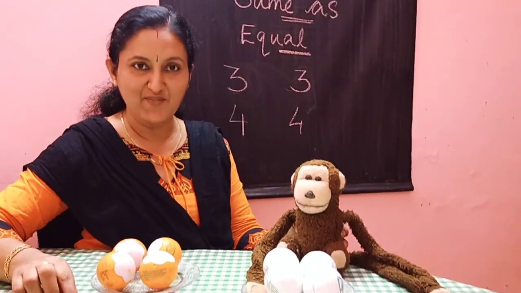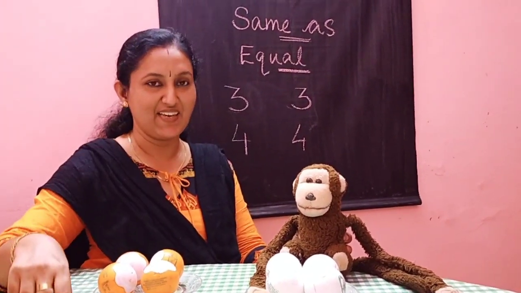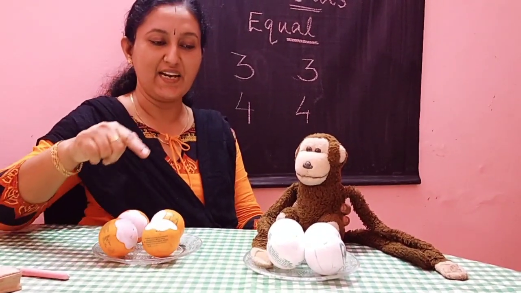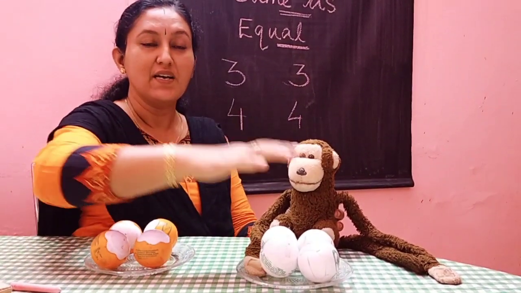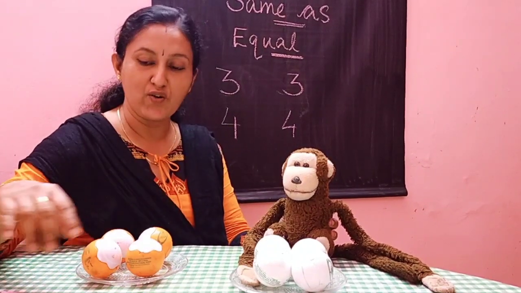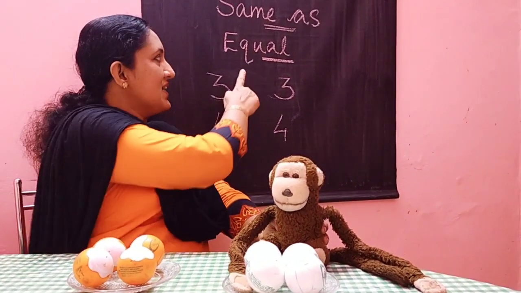He is my best friend, so he shared equally. What we can say? Ramu shared ice creams equally. I got 4 ice creams. Ramu also has 4 ice creams. So we got the idea again, equal.